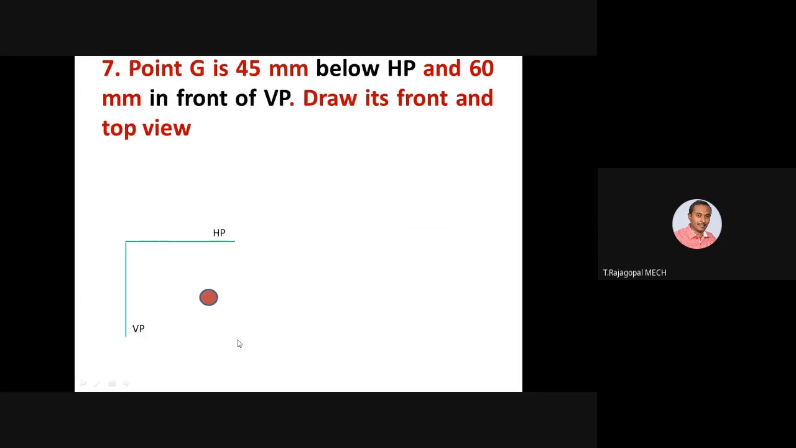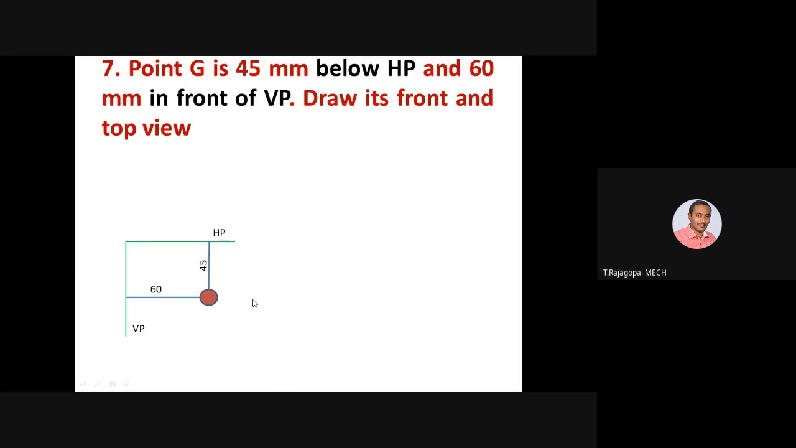Point G. The condition is clear: below, in front of. So it is the fourth quadrant, below HP, in front of VP. So 45 mm below HP, 60 mm in front of VP. The condition is clearly given, so it's easy for you to identify where the point is located.